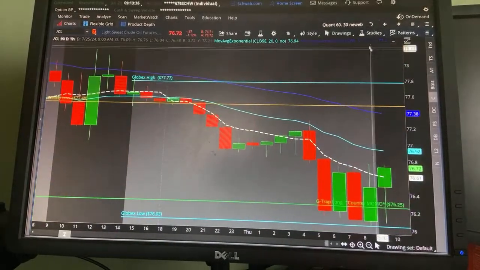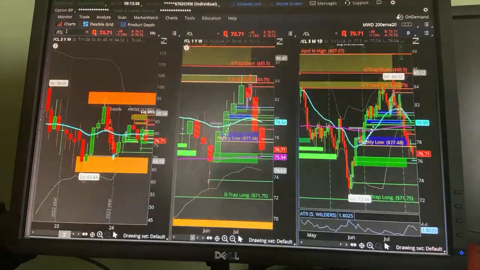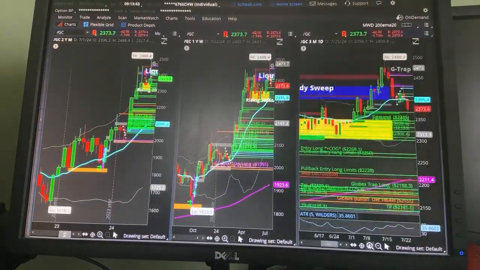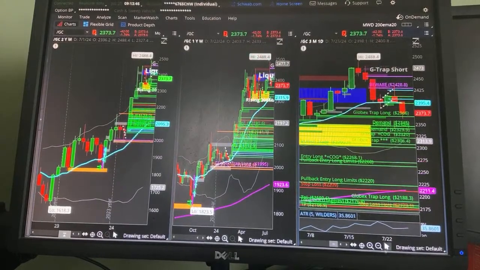So oil's taking a bit of a bounce there out of that level. Let me do gold just real quick as well. Let's see, gold, love gold. Now gold was a bit tricky yesterday.